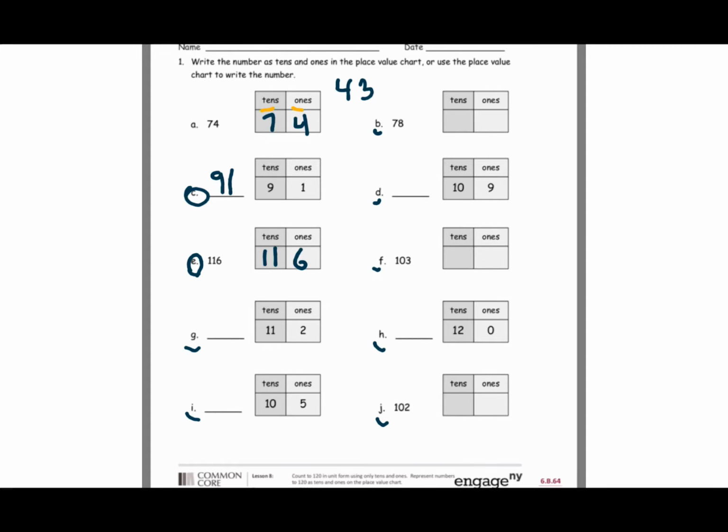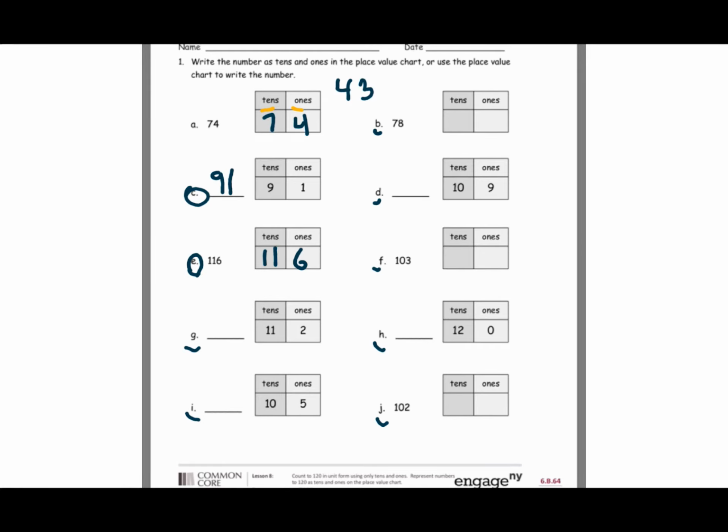Okay, so go ahead now and do the rest by yourself. Make sure you pause the recording and then restart your recording so we can check your work. Boys and girls, pause your recording now. Okay, boys and girls, let's go ahead and check our work.